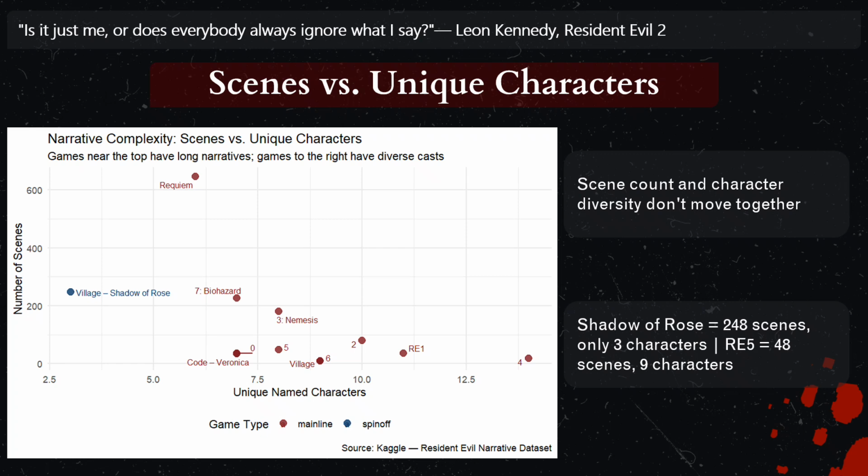And so the key takeaway here is that scene count and character diversity really don't move together, which means narrative complexity is more multidimensional than any single metric can capture.